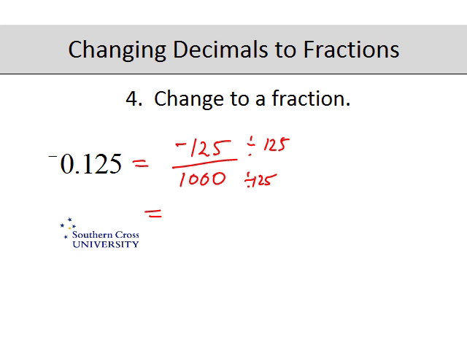You may divide by 5 top and bottom and then divide by 5 again and then divide by 5 again. That's okay as long as you get to the right answer, but I guess I'm using years of experience here to just divide by 125. So this is minus 1 over 1,000 divided by 125 is 8. So the answer is negative 1/8.